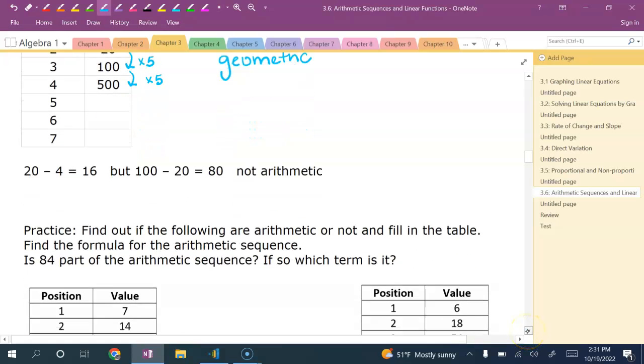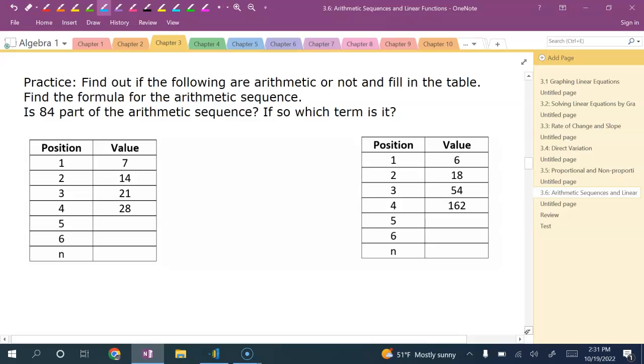What I want you guys to do is practice. So take a look at these two tables, and I want you to decide if it's arithmetic or geometric. If it is arithmetic, I want you to write the equation for it, and then I want you to decide if 84 is part of the sequence or not.